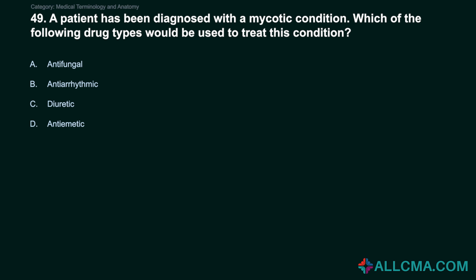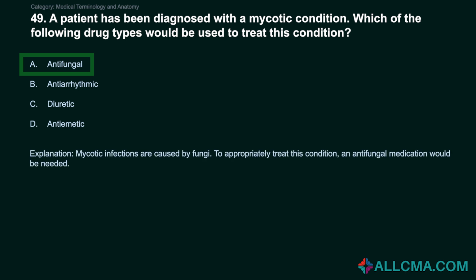49. A patient has been diagnosed with a mycotic condition. Which of the following drug types would be used to treat this condition? A. Antifungal, B. Antiarrhythmic, C. Diuretic, D. Antiemetic. Correct answer, A. Antifungal. Mycotic infections are caused by fungi. To appropriately treat this condition, an antifungal medication would be needed.